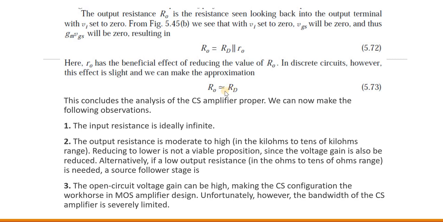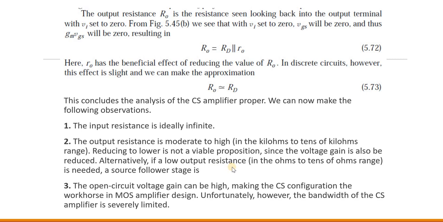So the last one remaining, let us see later, is the voltage gain Gv. This particular section concludes the analysis of the CS amplifier proper, and we can make a note now. Following observations we can make. Initially, the input resistance Rin, which is ideally infinite, and the output resistance is moderate to high, that is in the kilo ohms to tens of kilo ohms range. Reducing it to lower is not a viable proposition since the voltage gain would also be reduced. So that is why it is moderate to high.